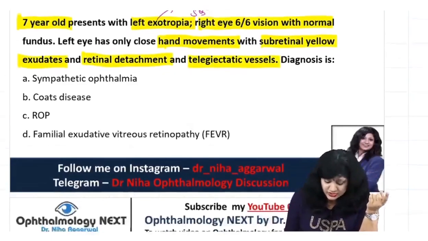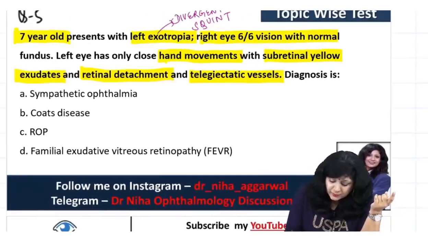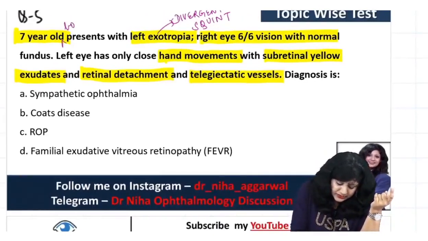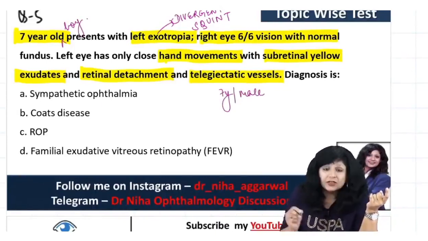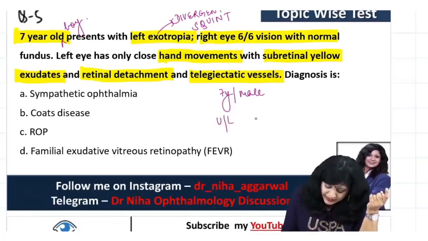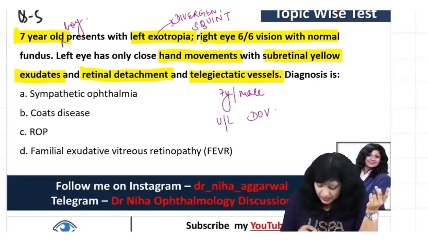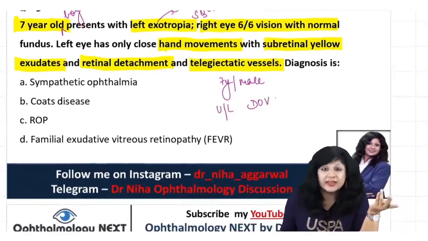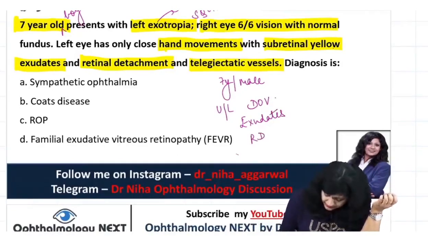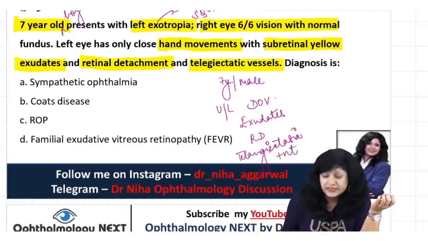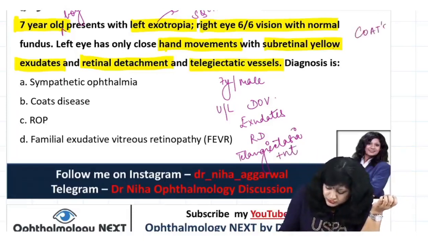So what is the diagnosis? See, this is actually a boy. I think that is missing here. A 7-year-old boy, male patient, who is having unilateral diminution of vision. Along with this, you have yellow exudates, so a lot of exudates are there. Then we have retinal detachment, and then you have the telangiectasia. Telangiectasia is also present here. So this is actually a clear-cut case of Coats disease.